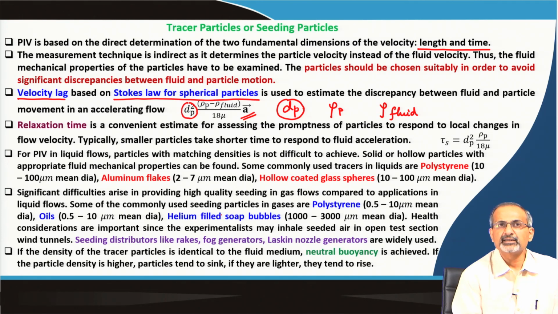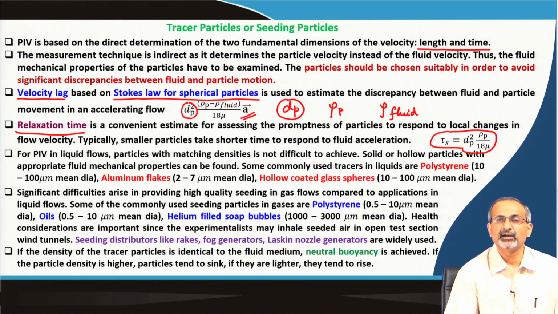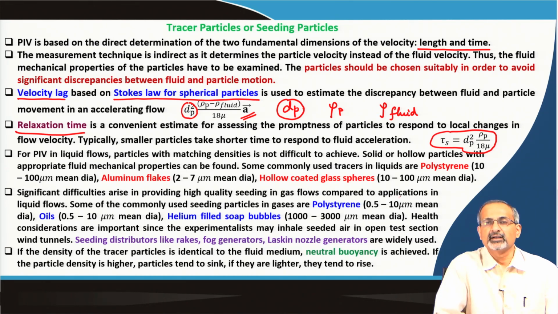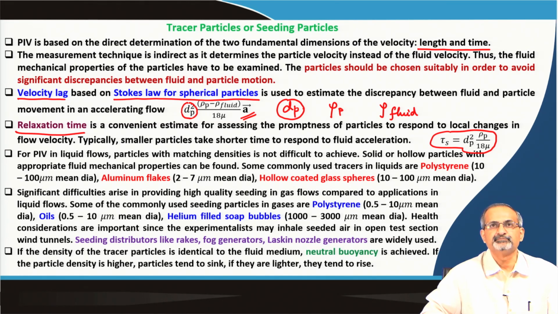So, typically smaller particles take shorter time to respond to fluid acceleration, and the relaxation time is given by an expression like this. Again, the relaxation time will be higher for higher diameter particles and higher density particles. For PIV in liquid flows, particles with matching densities are not very difficult to achieve. Solid or hollow particles both are used, and if we can choose suitable particles with appropriate fluid mechanical properties, then we should be able to minimize velocity lag as well as relaxation time.